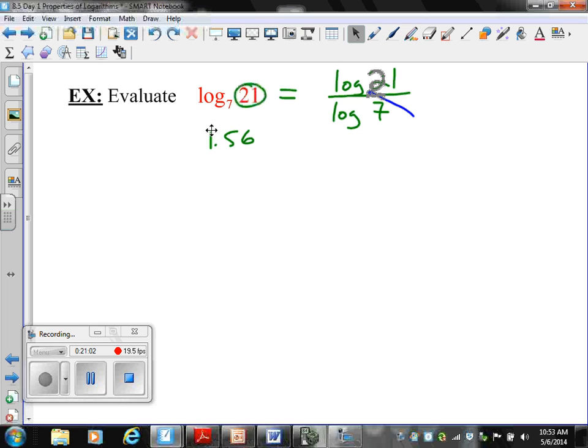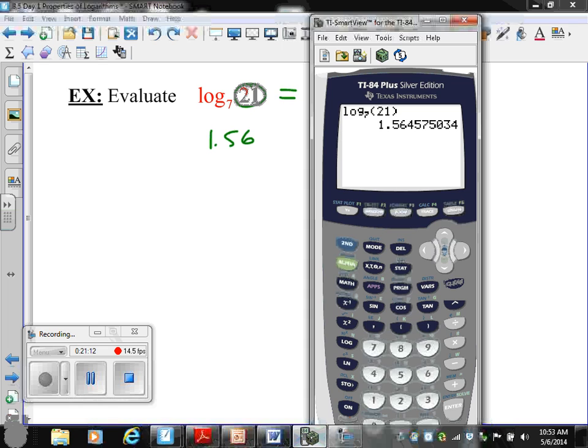So when I go to my calculator again, I can do the log, I'm hitting the common log button of 21, close the parentheses, divided by, again, common log of 7, close the parentheses. And I hit enter, and I'm getting the exact same thing. So I'm getting the 1.565, I guess was the 3 decimal answer on this. So that's a neat little formula here. It's called the change of base, which I'm going to write on the very next page here.